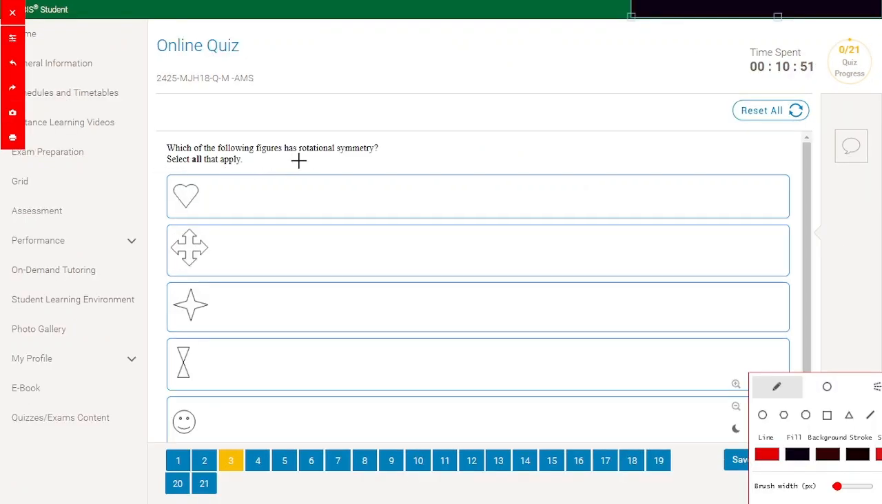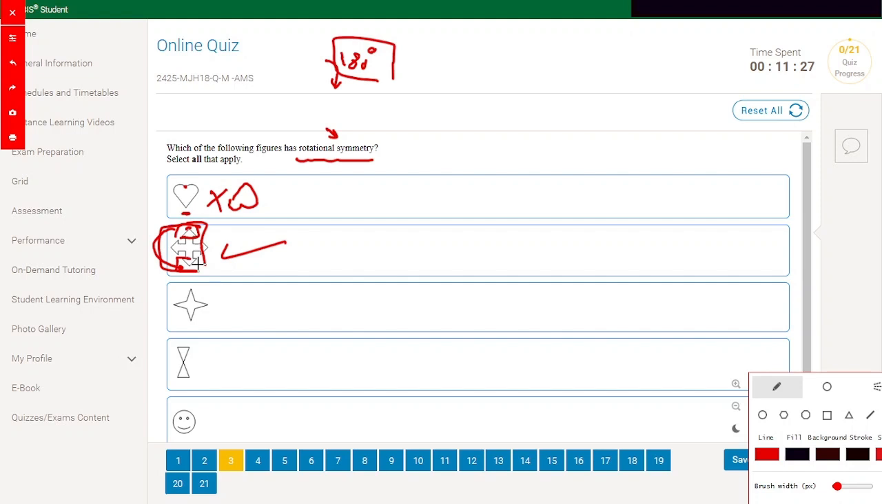Which of the following figures has rotational symmetry? Rotational symmetry means that if I rotate the figure 180 degrees, I will get the same shape. So for example, for this one, let's rotate this figure 180 degrees, so it will become like this. So it's not the same. If I rotate this one 180 degrees, this will be the same. If I rotate 180, this arrow will go down, which will be the same shape. So this is the right answer.